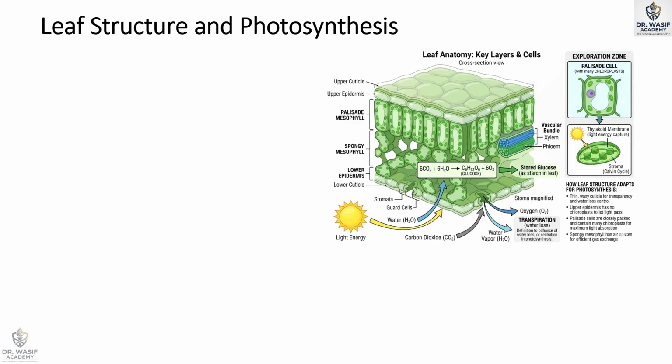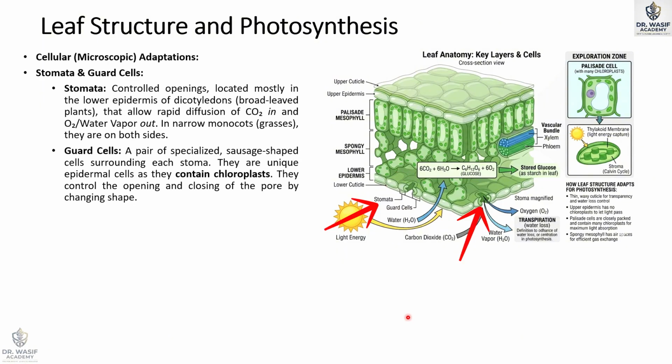Now let's look at the doors of the leaf. Which are the doors of the leaf? Those are the stomata. You can see them here. These are tiny controlled openings found mostly on the underside of broad leaves. The job of these stomata is simple, but very vital. They let carbon dioxide in and allow oxygen and water vapor to exit.